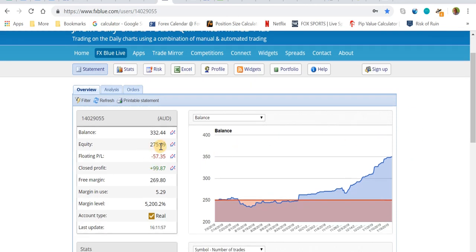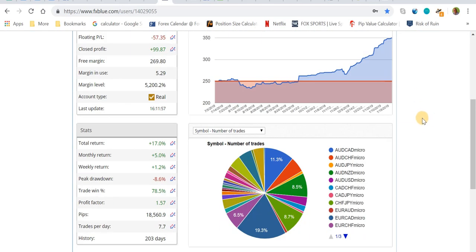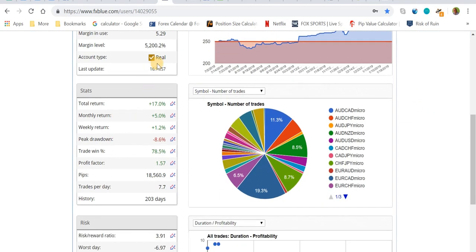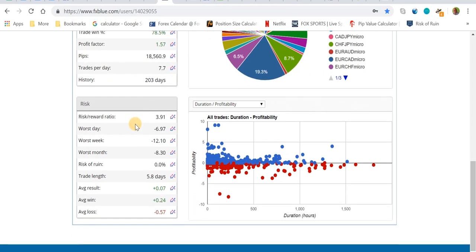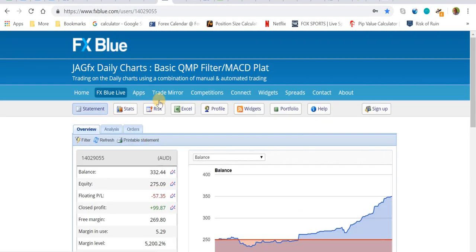So you can see my equity is 275. I think it started at 250. This is a very small account, trading very small. The balance, you can see it's heading up nicely there. It's a real account, obviously. There are your returns, total, monthly, weekly, etc. Maximum drawdown, not even 9%. Trade win rate 78.5, profit factor 1.57. See, this is where I say pips aren't that important. That's how many pips I've racked up in 203 days, 18,500. So it's a lot of trading. You can go in there and play with that if you want.